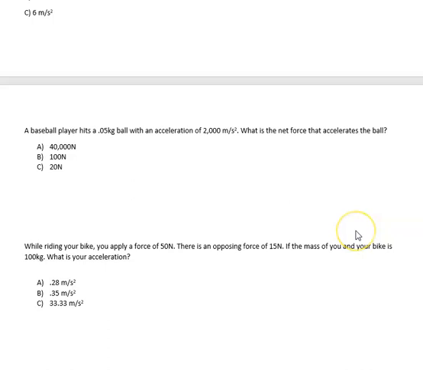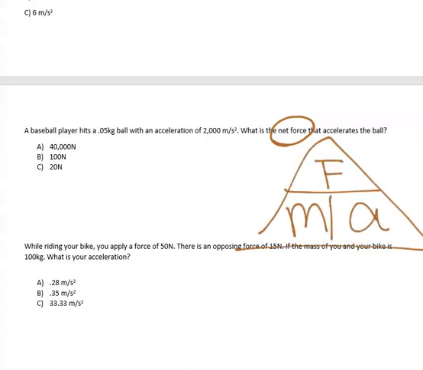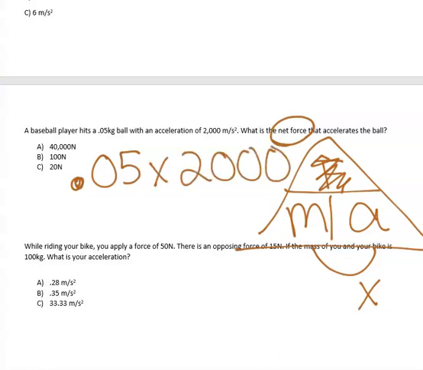Okay. This next question says a baseball player hits a 0.05 kilogram ball with an acceleration of 2,000 meters per second. Again, it is looking for the net force. So we have force, mass, and then acceleration. So if we're looking for force, we're going to multiply mass times acceleration. So 0.05 times 2,000. And we want to make sure again that we enter that into the calculator, because it does not do sometimes what we think it is going to do. So when I type those numbers into the calculator, I do get 100 newtons.